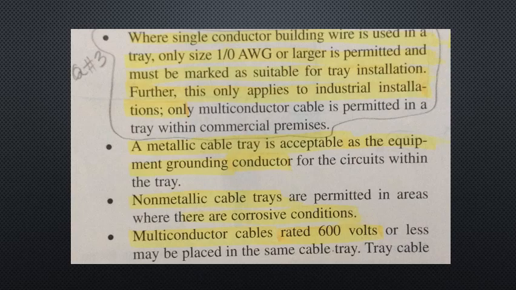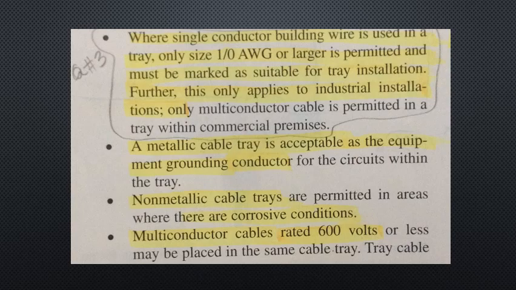First, where single conductor building wire is used in a tray, only size 1/0 AWG or larger is permitted and must be marked as suitable for tray installation. Further, this only applies for industrial installations. Only multi-conductor cable is permitted in a tray within commercial premises.